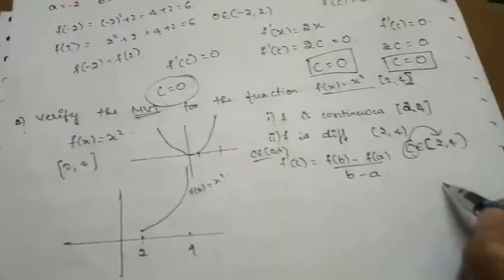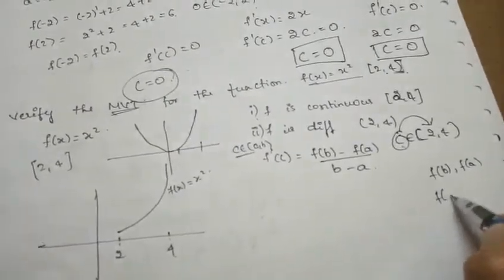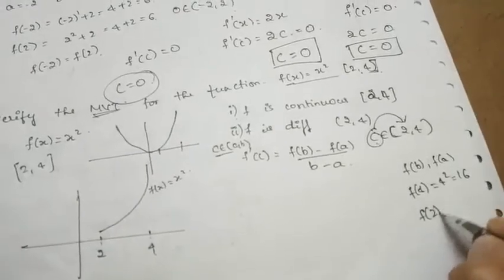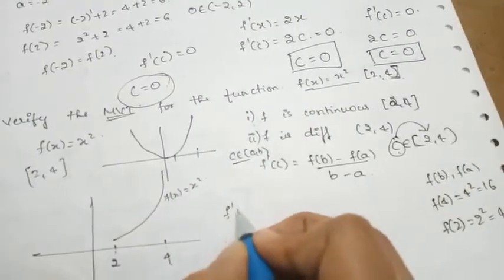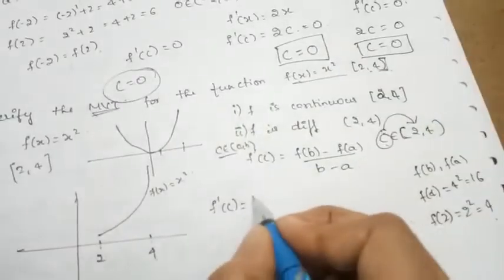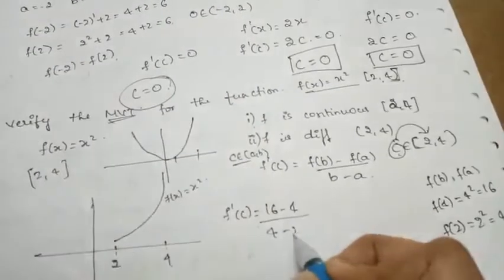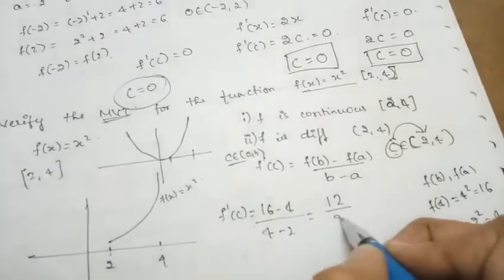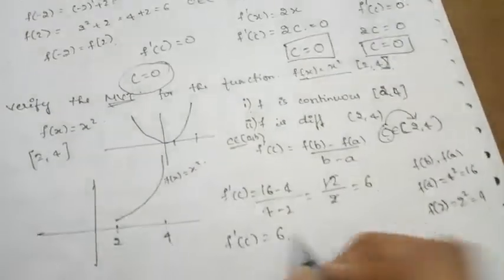Now first let us find the value of f of b and f of a. f of b is nothing but f of 4. f of 4 is 4 square, which is equal to 16. And f of a is f of 2, which is 2 square, equal to 4. So now what is our f dash of c? f dash of c is nothing but 16 minus 4 divided by 4 minus 2. 16 minus 4 is 12, and 4 minus 2 is 2. So f dash of c is equal to 6 here.